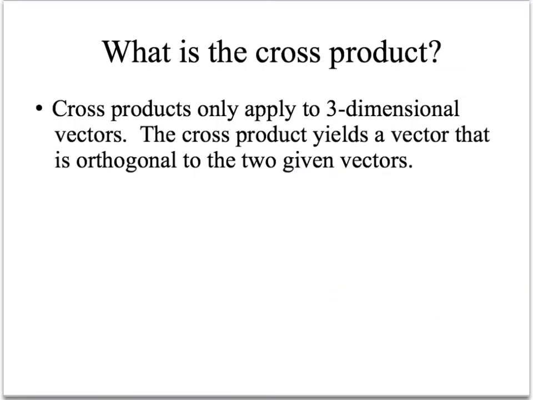When we're finding a cross product, what we're actually finding is a vector that is orthogonal or perpendicular to two given vectors. And again, remember, we're only working with three-dimensional vectors to find cross products. We will model this in class tomorrow. Basically we have two vectors given, and we're going to find a vector that is perpendicular to both of the vectors given.